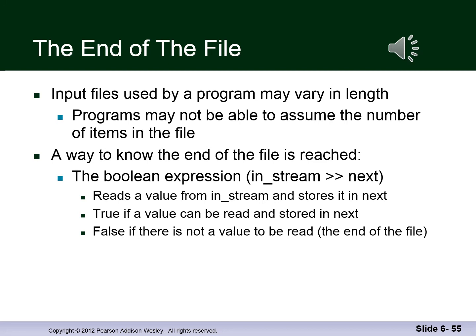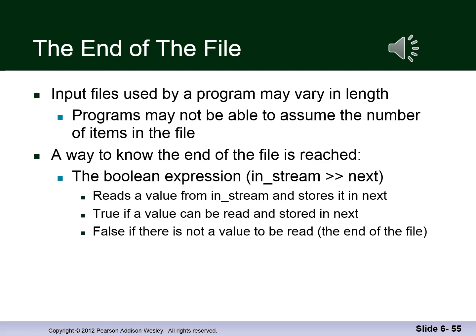inStream >> next, the extraction operator, does two things. It reads a value from the file connected to inStream and stores it in the variable next, and also returns true if a value can be read and stored in next, and it returns false if there's not a value to be read. In other words, when it reaches the end of the file, that Boolean expression turns to false. So it's ideal to use as a condition in a while loop, do while, etc.